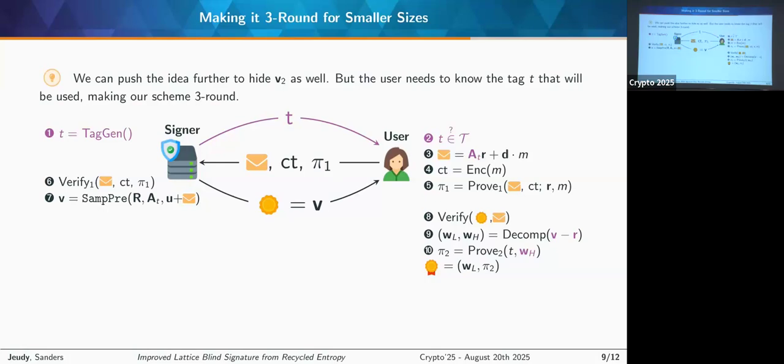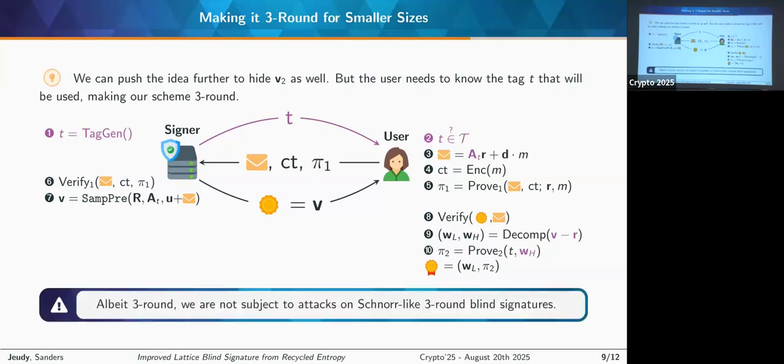Then, in the end, we decompose the full vector, v minus r, possibly with two different bases, k for the top and bottom parts. But those details are in the paper. Now, although it makes our scheme 3-round, technically, it has a very different structure than Schnorr-like 3-round blind signatures, which were vulnerable to the Ross attack, for example, and we thus are not concerned by these attacks at all.